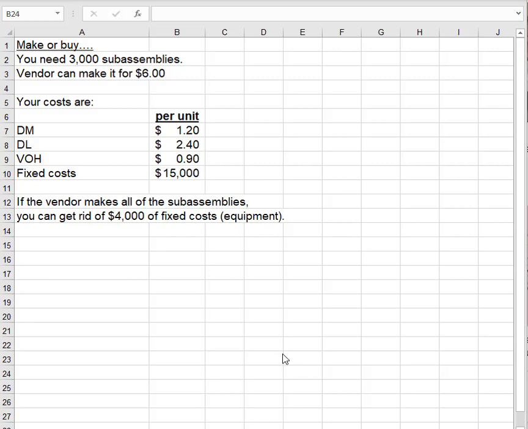So if you're not going to make these, you do not need that material. You do not need that $1.20 times 3,000. You do not need the direct labor to put it together because you're not putting it together. The vendor is. So that will be saved. The variable overhead, you don't need the cleaning and the staples and the glue and whatever else is in there because you're not making it. The fixed cost, except for the 4,000, is not going away.